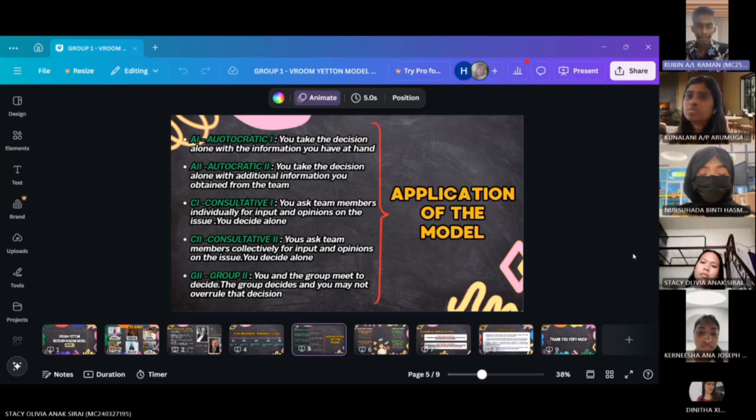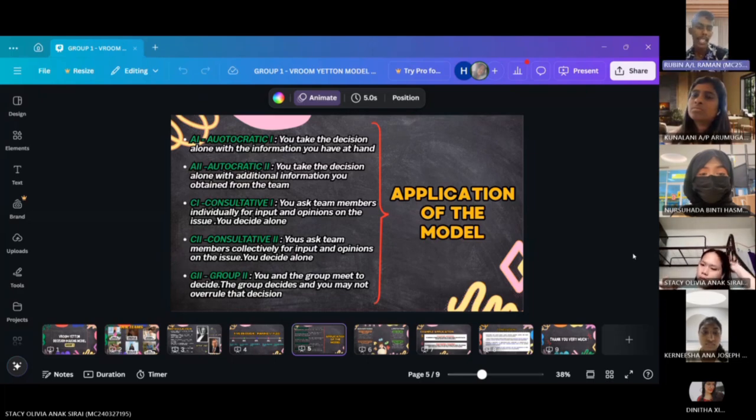Now I want to explain the application of the model. First, A1, autocratic 1. You take the decision alone with the information you have at hand. Second is A2, autocratic 2. You take the decision alone with additional information you obtain from the team. The third one is C1, consultative 1. You ask team members individually for input and opinions on the issue and you decide alone.